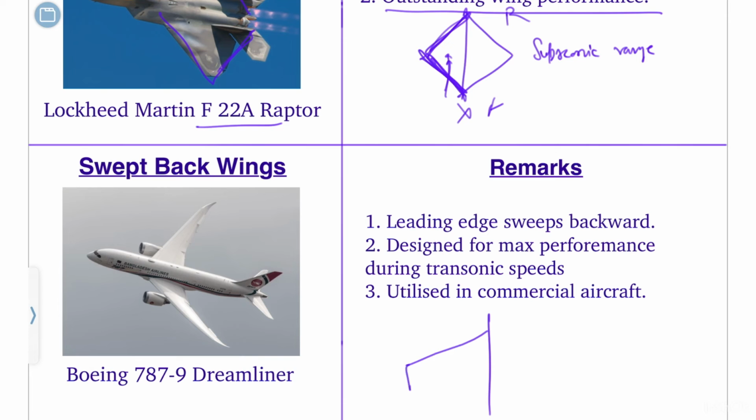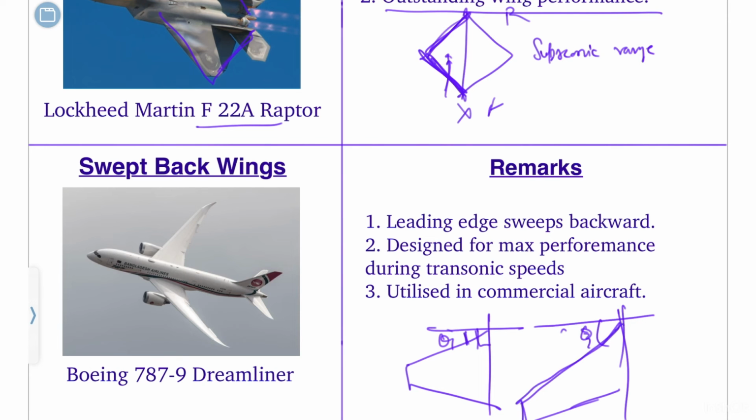So in the tapered, we have seen this. In the swept wing, the complete wing is swept back. If you take this as 90 degrees, there is some angle, and the angle is further increased, theta 1, theta 2. Because the angle is further increased, the aircraft can go faster, and it is also tapered, and the tip is very small as compared to the root.